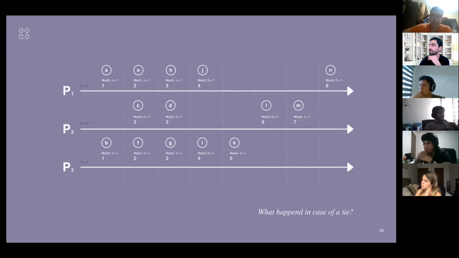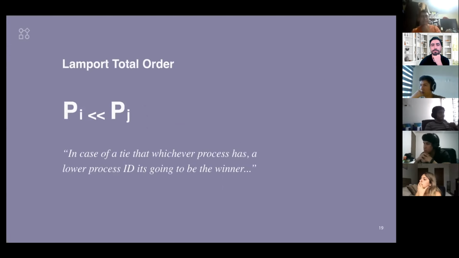But then we have this problem. What happens in case of a tie? And that's when we use the priority of the different nodes that we have. It's when Lamport introduced the Lamport total order. What he said is that in case of a tie, whichever process has a lower process ID is going to be the winner.